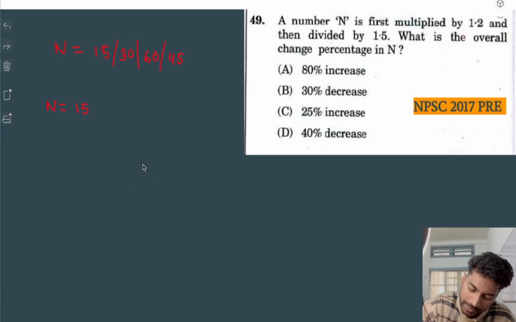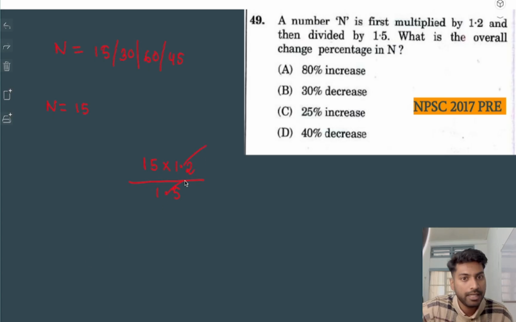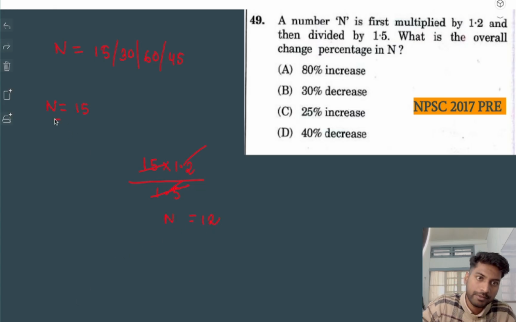A number is first multiplied with 1.2. So 15 is first multiplied with 1.2, and then it is divided by 1.5. Now we can remove the decimals. Then it became 12 over 15, so 15 and 15 gone. Now the answer is 12. So now the n became 12. First the n was 15, now the n became 12.